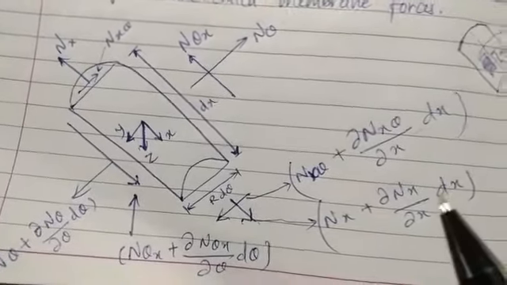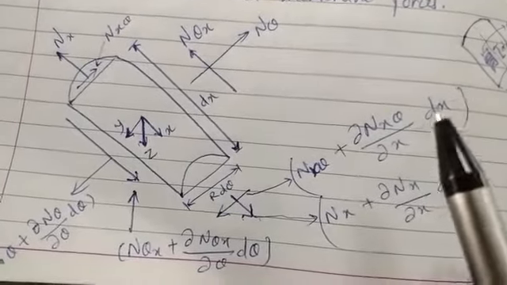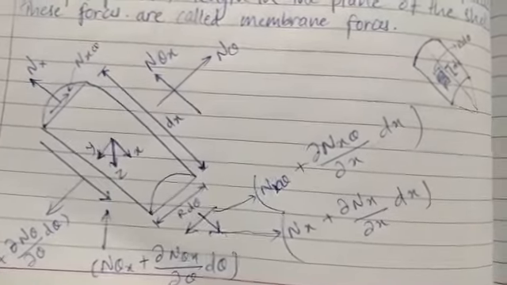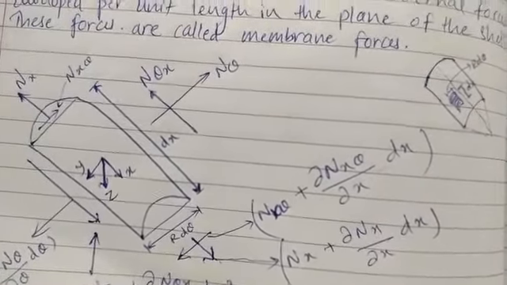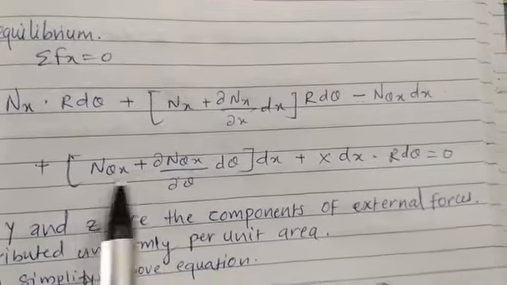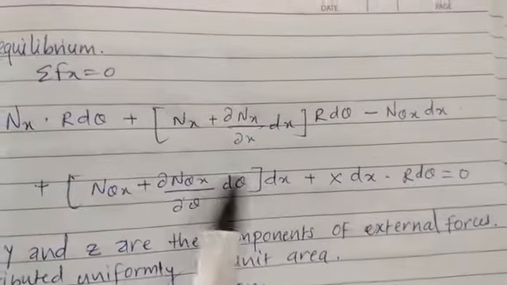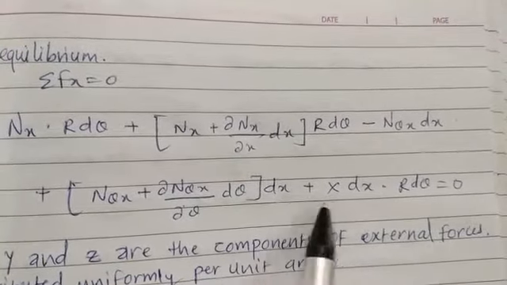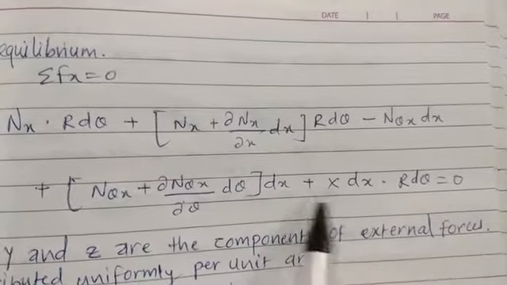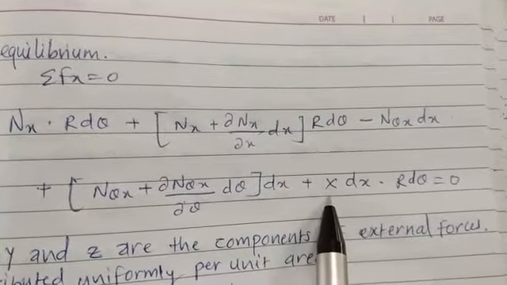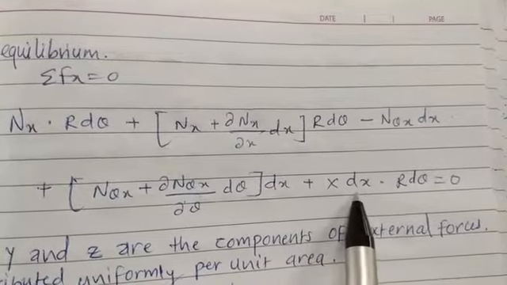Similarly, we have taken all the forces and the plane and the multiplication of the length on which they are acting. Here also we have taken the plane force and the length on which they are acting, and plus this last one is the external force acting in x direction.